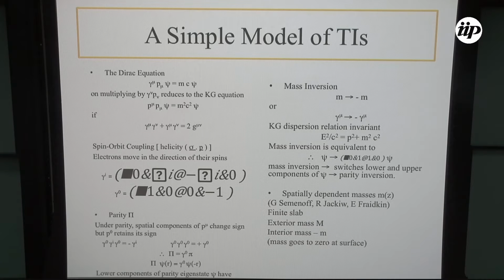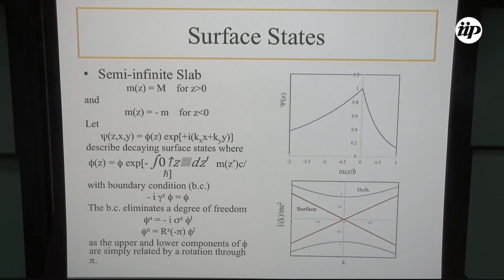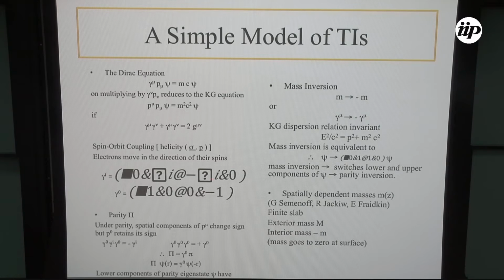Mass inversion, if you remember the dispersion relation E squared equals P squared plus M squared C squared, mass inversion keeps the dispersion relation invariant. However, if you go through all this, what it does is switch the upper and lower components, and that's essentially parity inversion. So mass inversion is related to parity inversion.